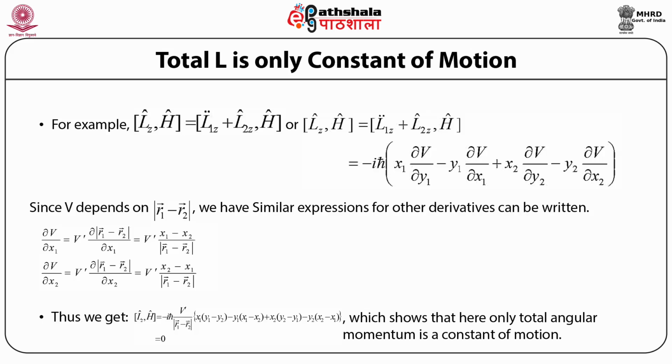of modulus of r1 position vector minus r2 position vector, the whole times bracket open x1 times within brackets y1 minus y2 minus y1 times within brackets x1 minus x2 plus x2 times within bracket y2 minus y1 minus y2 times within bracket x2 minus x1. And this, as we can see, works out to be equal to 0, which means what premise we had started with, that the total orbital angular momentum operator L of this combined system is a constant of motion.